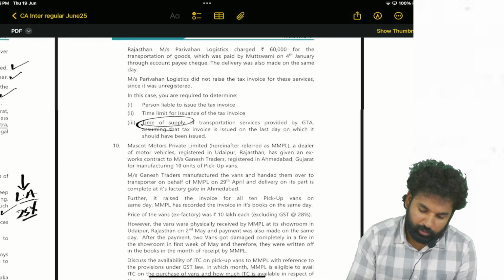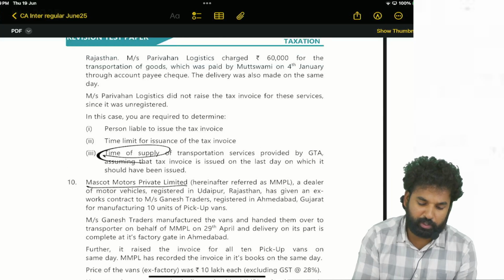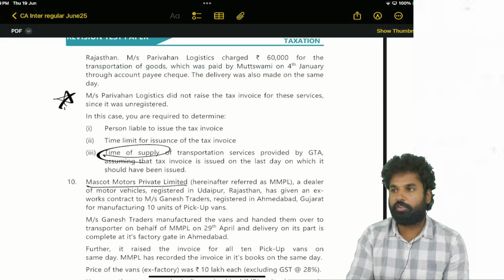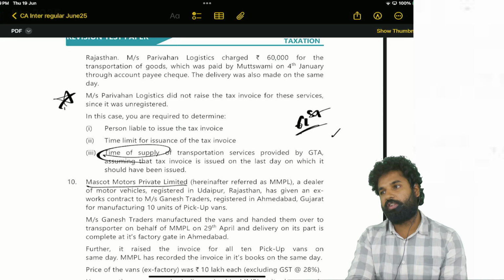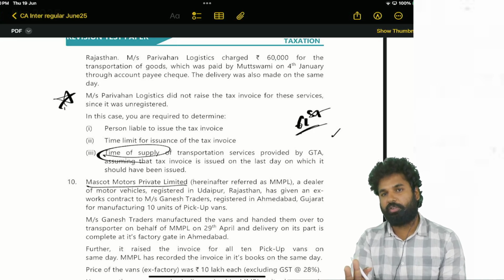Okay, right. Mascot Motors Private Limited. So this is an important case. Okay, you see. Because in this case, date of payment or 61st day is there, no? It is replaced with date of payment or date of provision of service, whichever is earlier, since the invoice is issued by recipient. If it is issued by supplier, same provision.